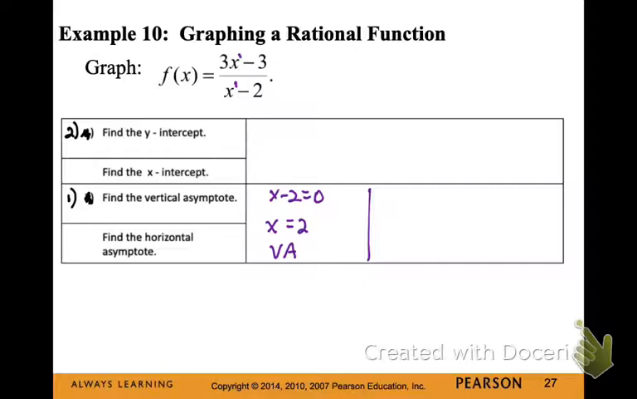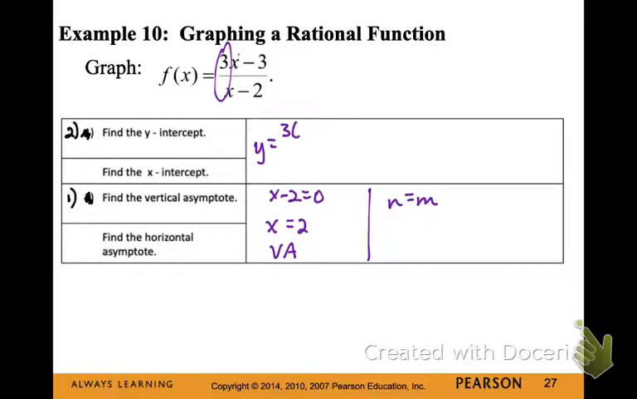Horizontal asymptote, I'm going to compare the degrees of the numerator and denominator. They are equal. So I'm going to then look at the coefficients. Sorry, I made a little mistake there. Of our variables, 3 over 1. So our horizontal asymptote will be where y equals 3.